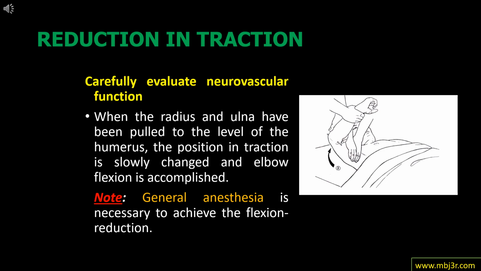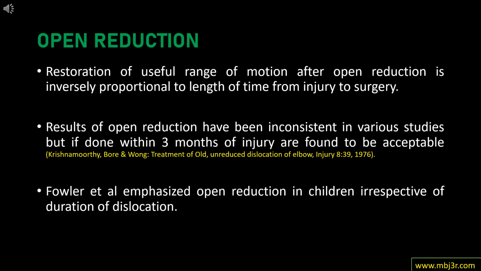When the radius and ulna have been pulled to the level of the humerus, the position of the traction is slowly changed and elbow flexion is accomplished. Open reduction. Restoration of a useful range of motion after open reduction is inversely proportional to the length of time from injury to surgery. Results of open reduction have been inconsistent in various studies, but if done within 3 months of injury, results are found to be acceptable.